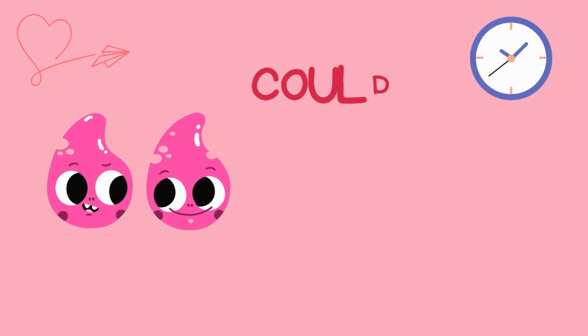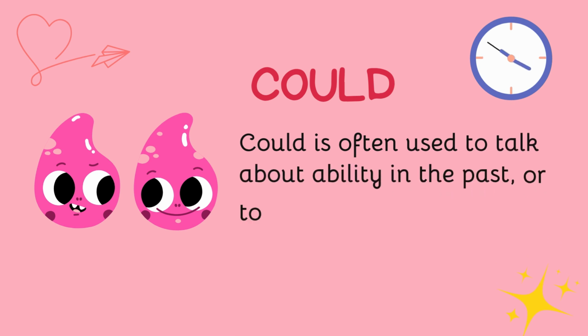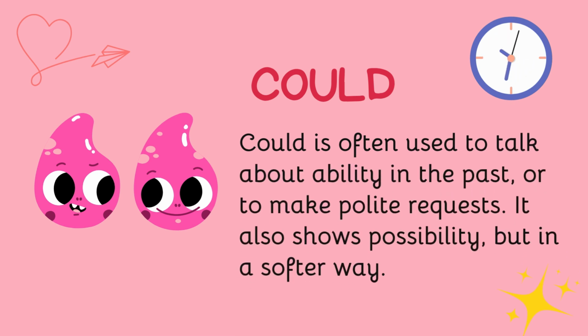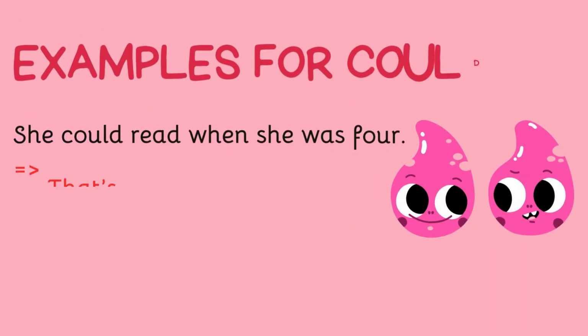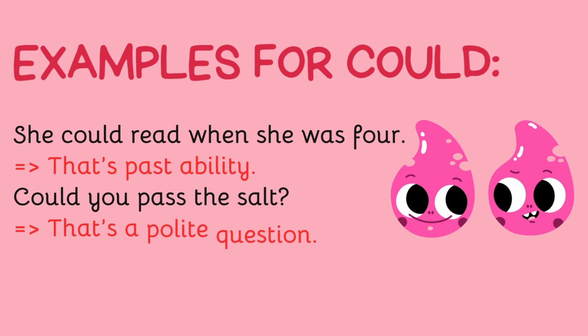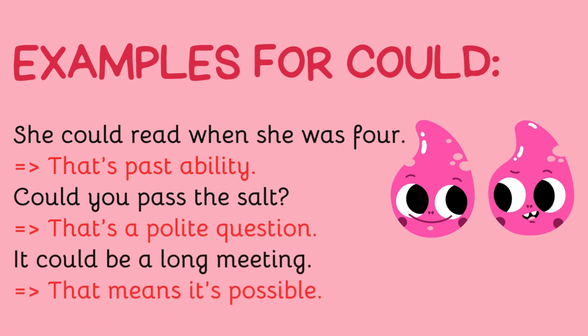Now let's move on to could. Could is often used to talk about ability in the past, or to make polite requests. It also shows possibility, but in a softer way. For example, she could read when she was 4, that's past ability. Could you pass the salt? That's a polite question. It could be a long meeting, that means it's possible.